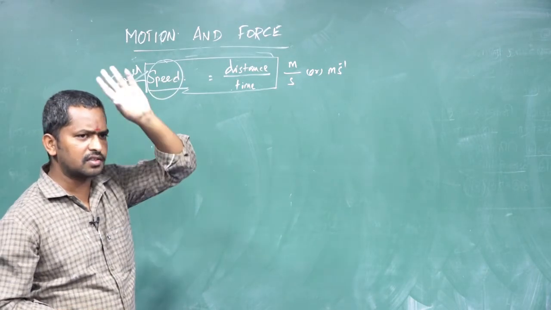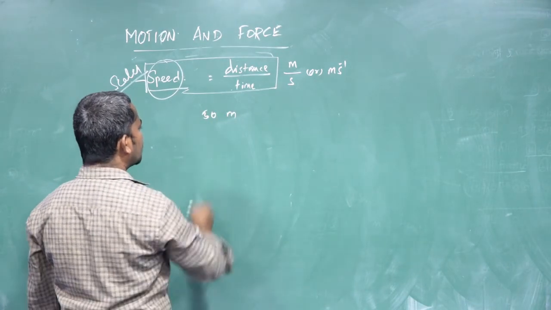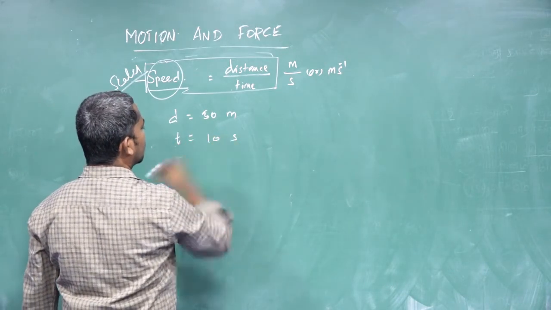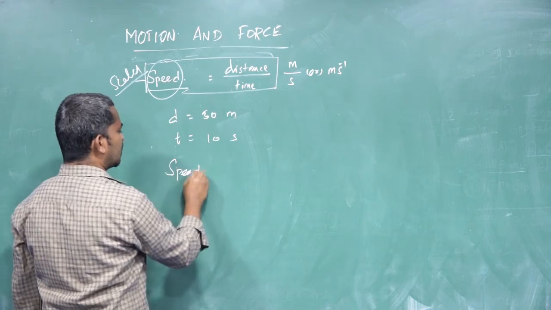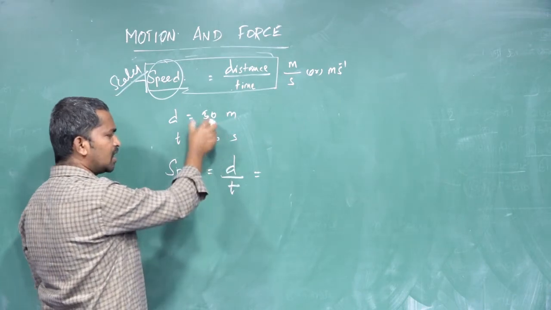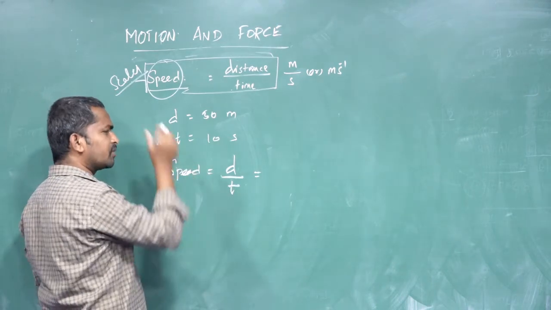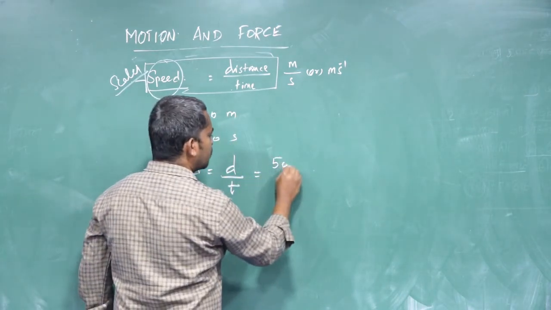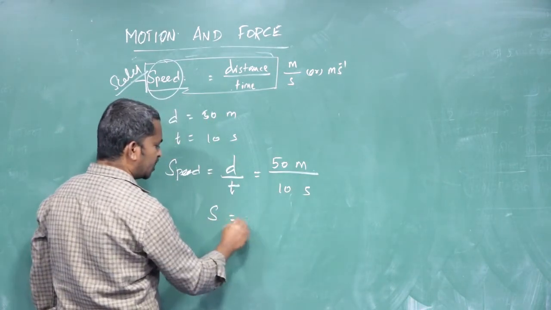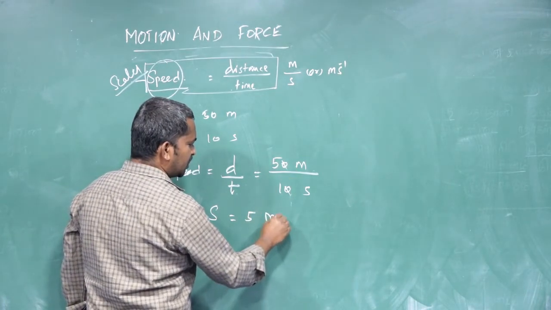Sir, how can we calculate the speed? Just take a person who reaches 50 meters. Distance is equal to 50 meters, and the time period is equal to 10 seconds. What is the speed formula? Speed equals distance divided by time. What is the distance? The person reaches 50 meters in 10 seconds. What is the speed of the person? 50 meters divided by 10 seconds. So speed equals distance divided by time, which is 5 meters per second.